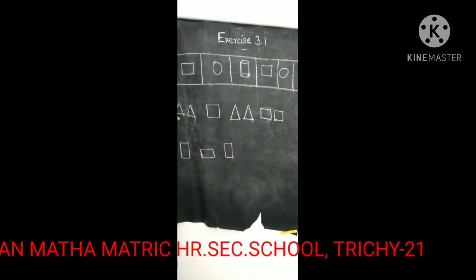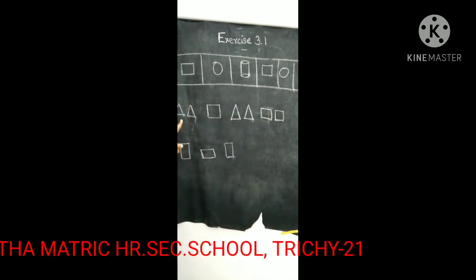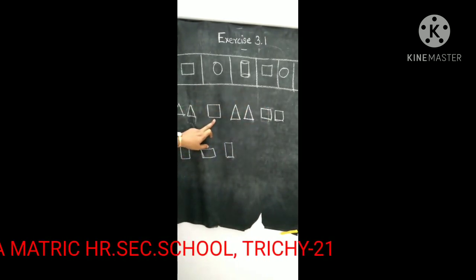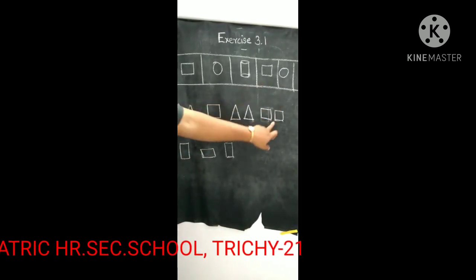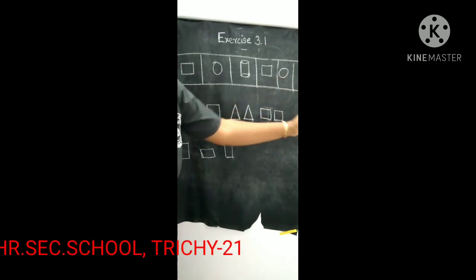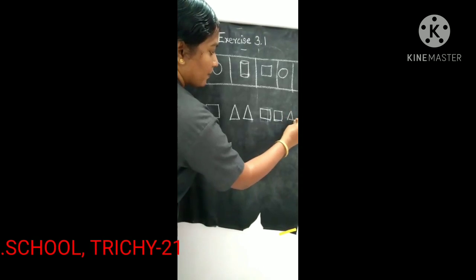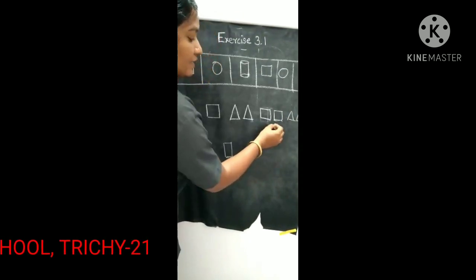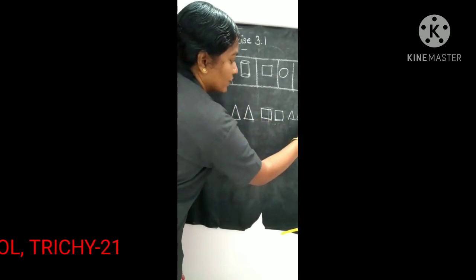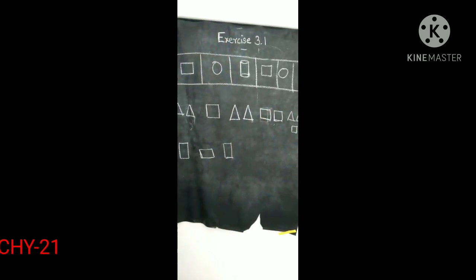First, the same two triangles are given in the next pattern, and one square. Next one is 2 squares. So increasing order. You draw the next picture: the same two triangles and increasing squares, so 3 squares. So this is called an increasing pattern. Okay, let's see the next one.